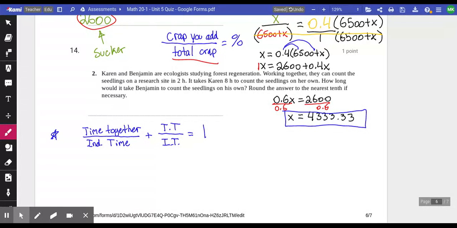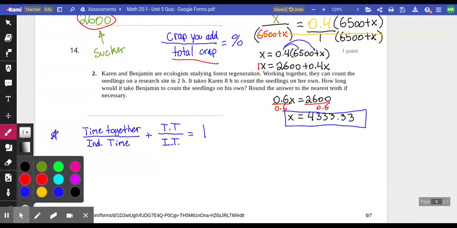done. So to do this question, time together was 2 hours. Working together, 2 hours. So that means 2 is on the top of both my fractions. The bottom, the first one will be Karen. It takes Karen 8 hours. So her individual time was 8. How long would it take Benjamin? We don't know, so we put X, and it will equal one job done.